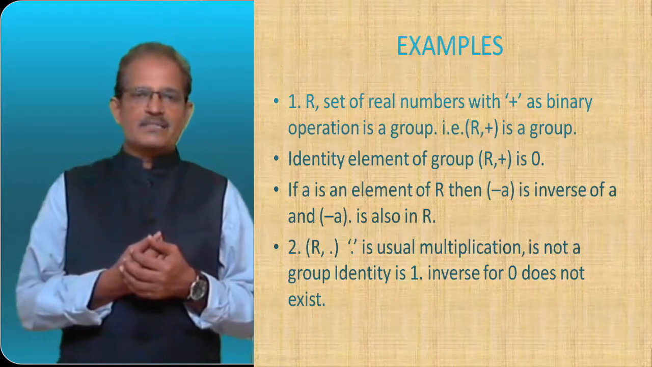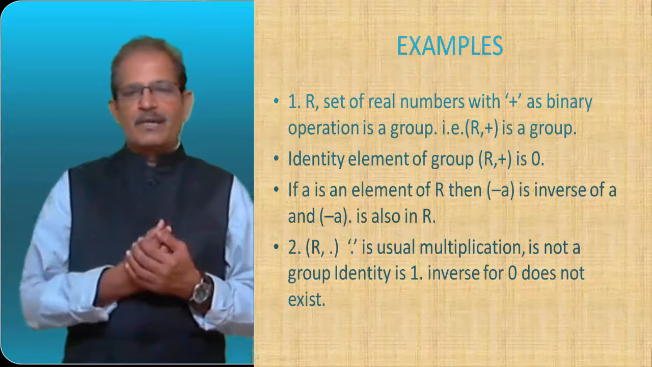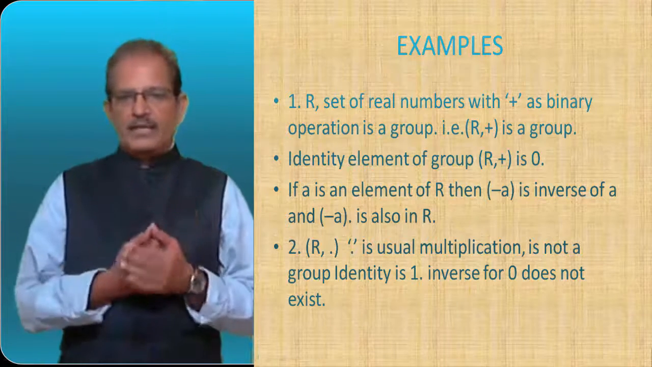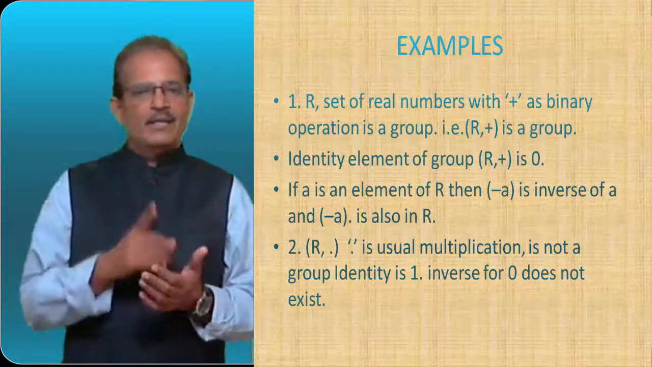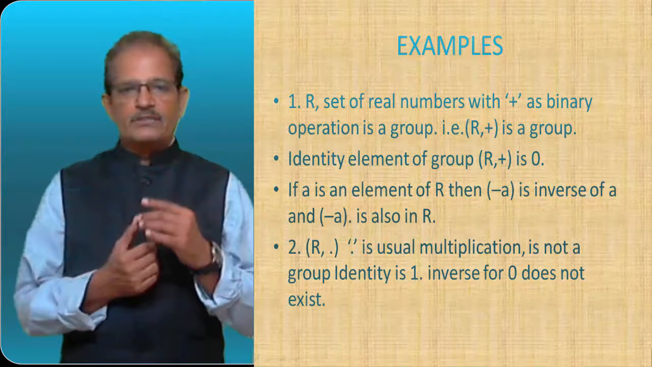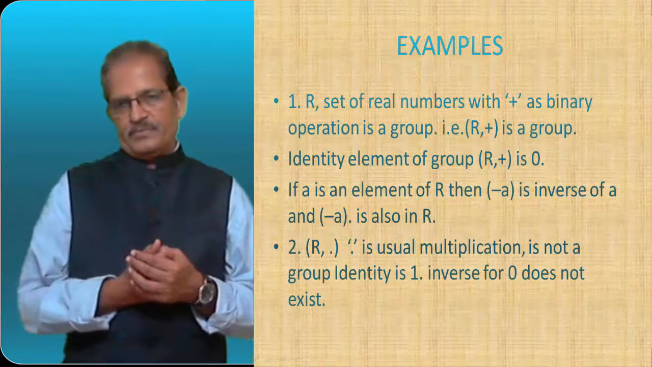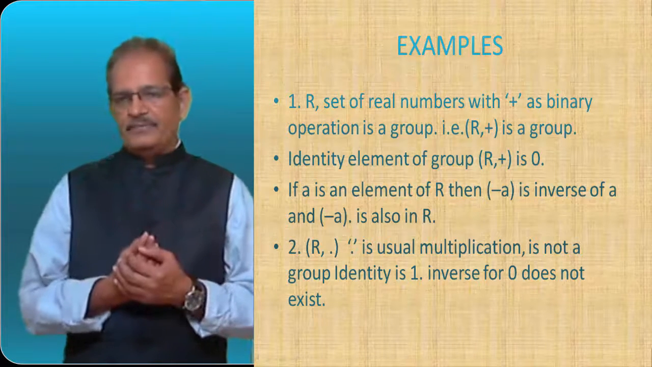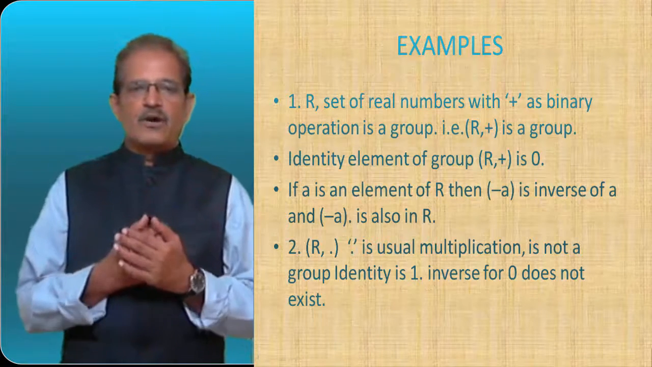Going to second example, you take capital R with dot, meaning multiplication. Dot represents usual multiplication. Because dot is the binary operation here, (R, ·) is not a group. The reason is, in the case of multiplication as the binary operation, identity element is 1. But inverse does not exist for every element. If you take 0, an element of R, you don't get inverse of 0, because it is 1 by 0. 1 by 0 is not defined. So therefore, (R, ·) is not a group.